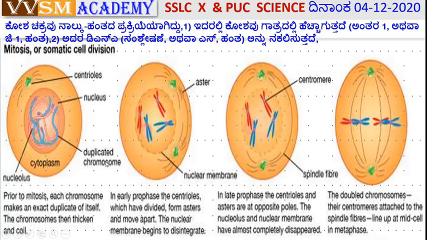Cytoplasm, then duplicated chromosome here. These are the chromosomes, this is the nuclear membrane, and this is the aster. Inside are the chromosomes. These chromosomes decide the genetic information, and this is the centrosome and this is the spindle fiber. And here this is the formation, the first and the second stage. Prior to the mitosis, each chromosome makes an exact duplicate of itself. The chromosomes then thicken and coil. Like this it will continue.